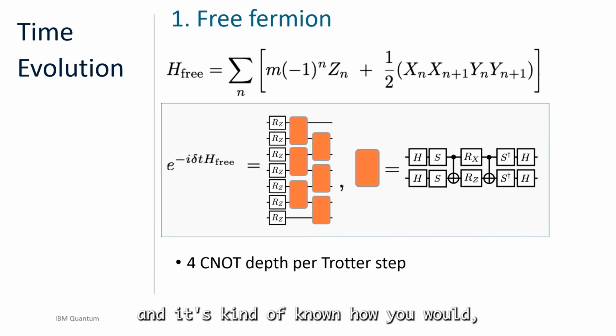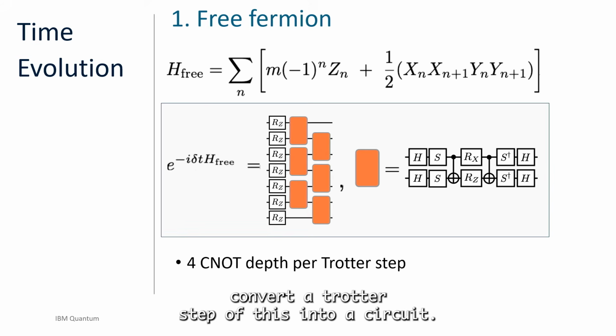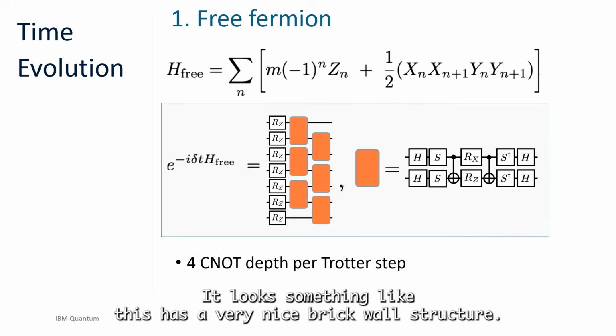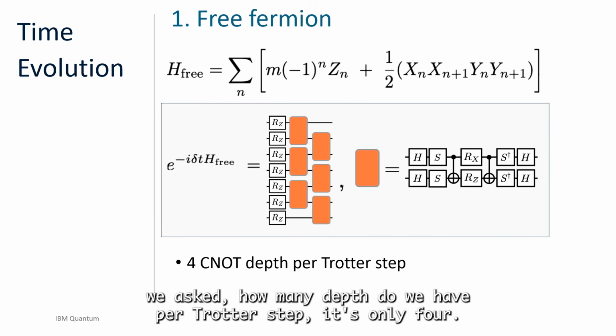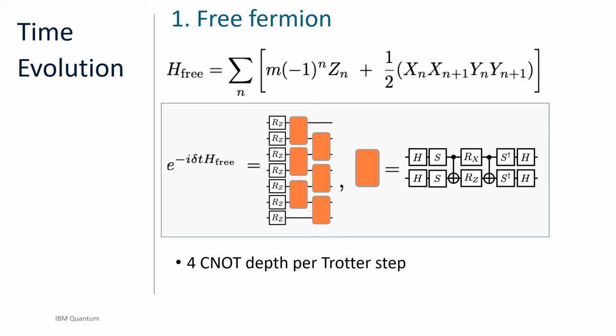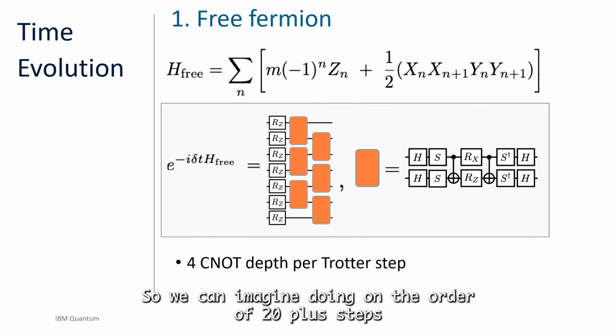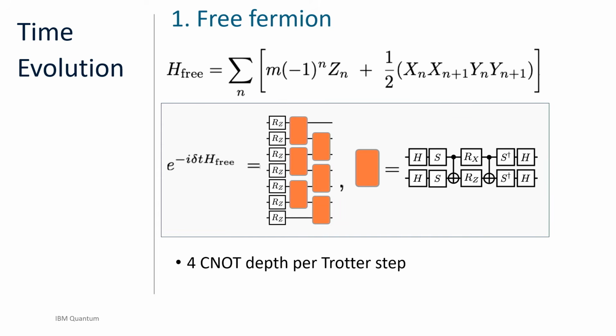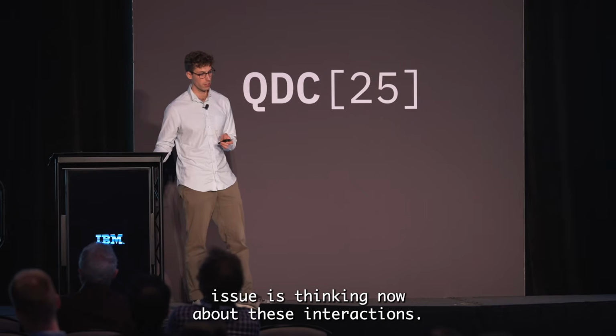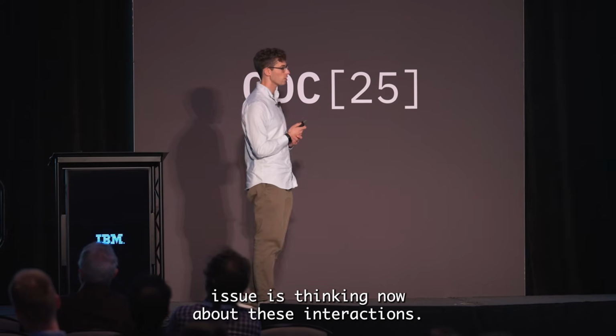And it's known how you would convert a Trotter step of this into a circuit. It looks something like this, has a very nice brick wall structure. The important thing is that if we asked how much depth we have per Trotter step, it's only 4. So we could imagine doing on the order of 20 plus steps before we get overwhelmed by noise on the device. But the much bigger issue is thinking now about these interactions.